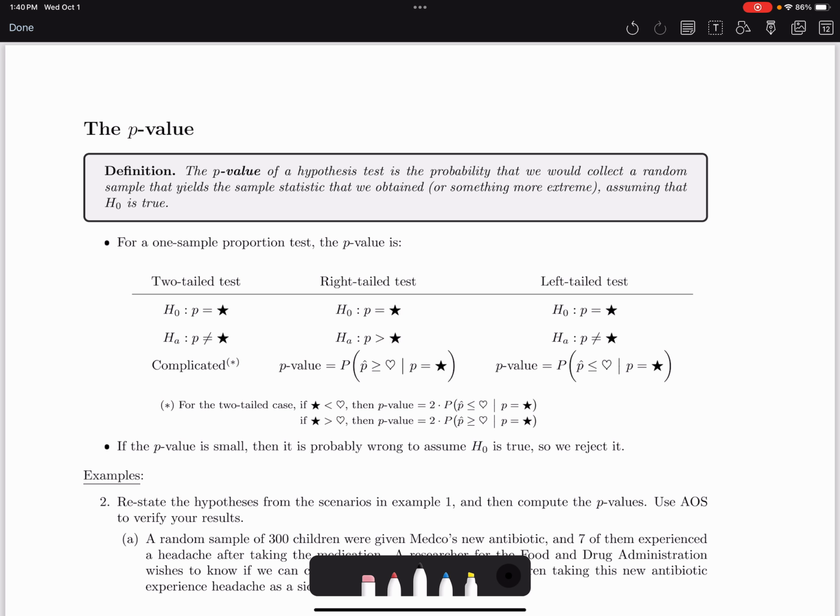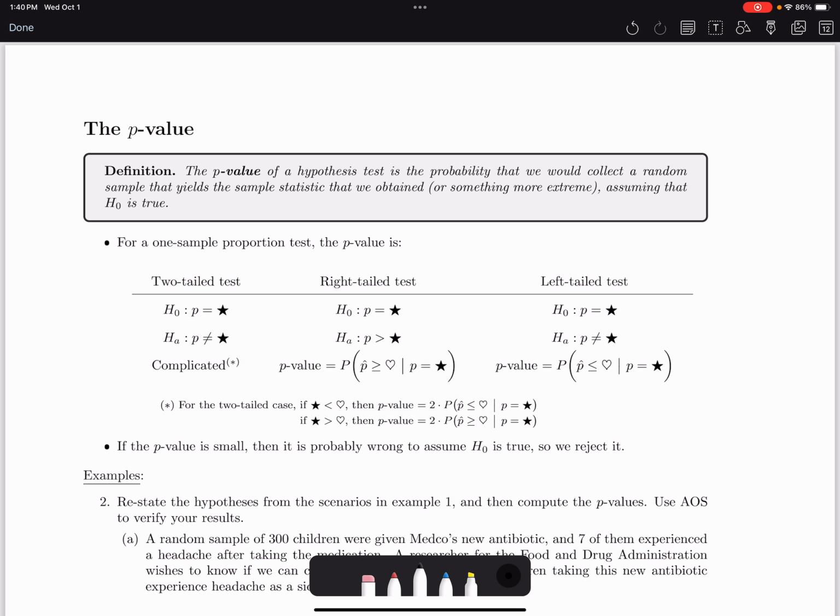So the p-value of a hypothesis test is the probability that we collect a random sample that yields the sample statistic that we obtained, or something more extreme than that, assuming that the null hypothesis is true. Now, again, I know that that's a lot of words, and it's hard to capture the meaning of that right off the bat. So let me say it in a slightly different way.